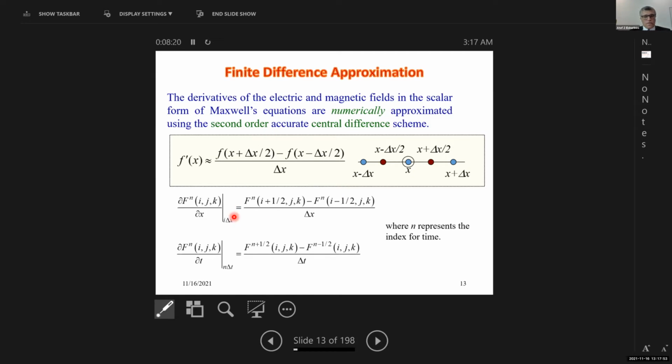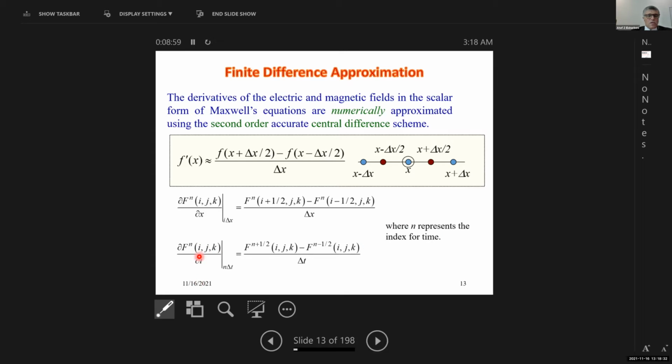We are going to do this for differentiation with respect to X or Y or Z, and also for differentiation with respect to time. The differentiation with respect to X, Y and Z is going to be identified by evaluation of the field components delta X over 2 from one side, and delta X over 2 on the other side. So the values of the 2 field components around the point at which we are going to evaluate the derivative are going to be used. We can do the same thing for Y and Z as well.